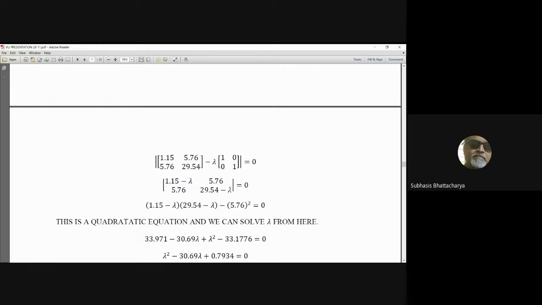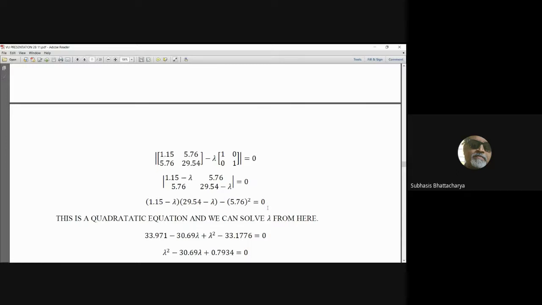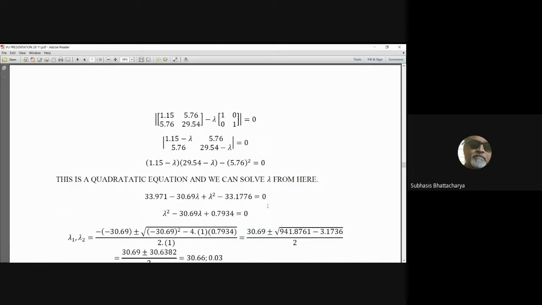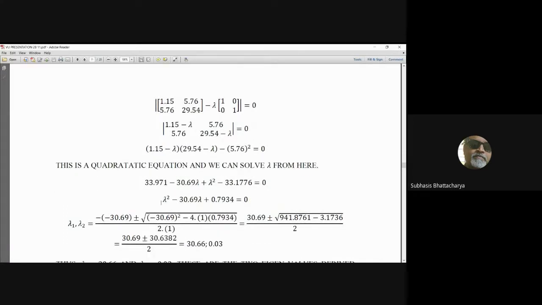From the knowledge of the variance covariance matrix, look at the rule for the determinant: multiply 1.15 minus lambda with 29.54 minus lambda, minus the diagonal values, that is 5.76 into 5.76. This result is equal to 0. If I solve this by multiplying out the terms, I get a quadratic equation of the form lambda square minus this plus this equals 0.